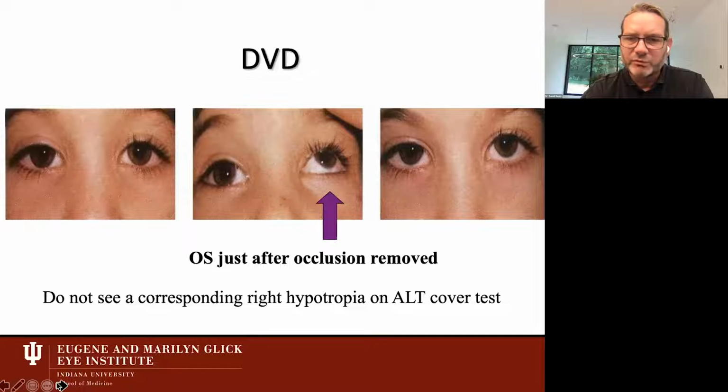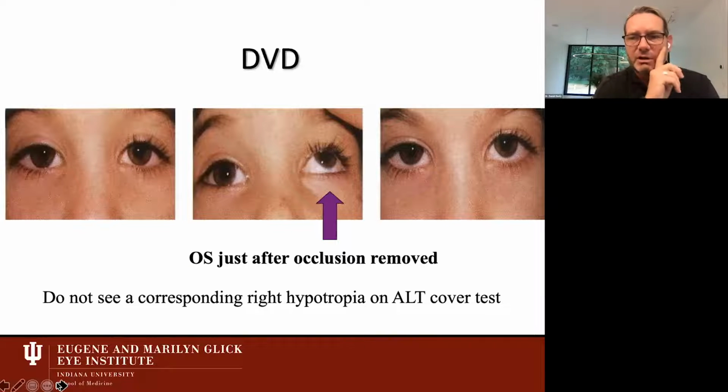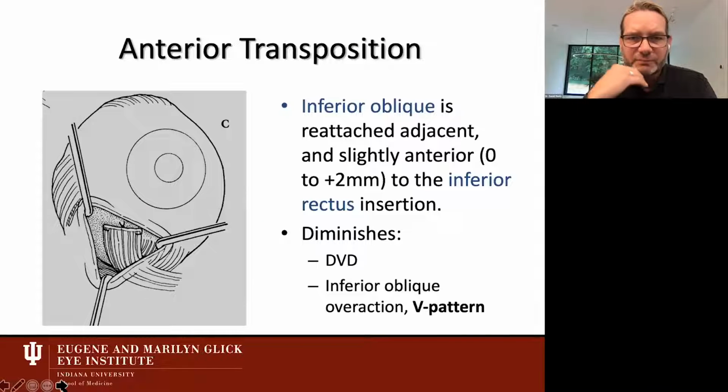And again, just an example of what does DVD look like, right? So there's that eye after it's occluded. What do we not see? So here we see a left hypertropia. If you do alternate cover testing, you will never see a right hypotropia in patients with DVD, right? They just have this dissociated upward movement, but there's never a corresponding downward refixation or hypotropia in the other eye. All right, that's the hallmark of DVD.